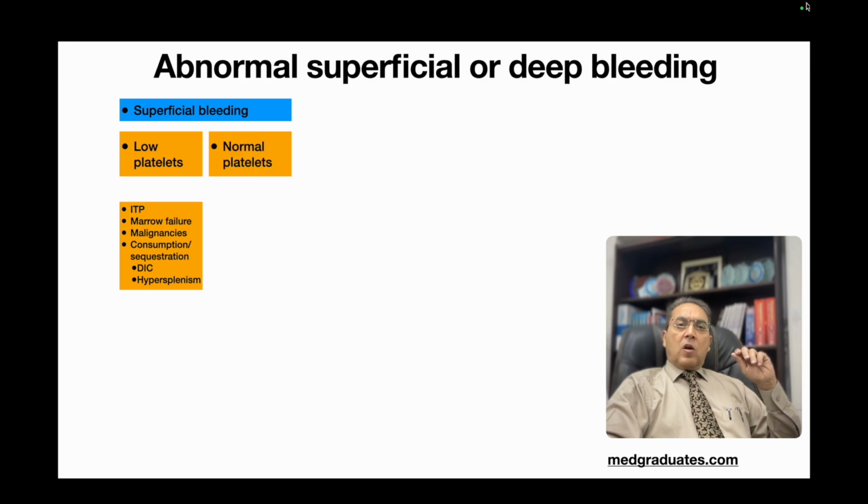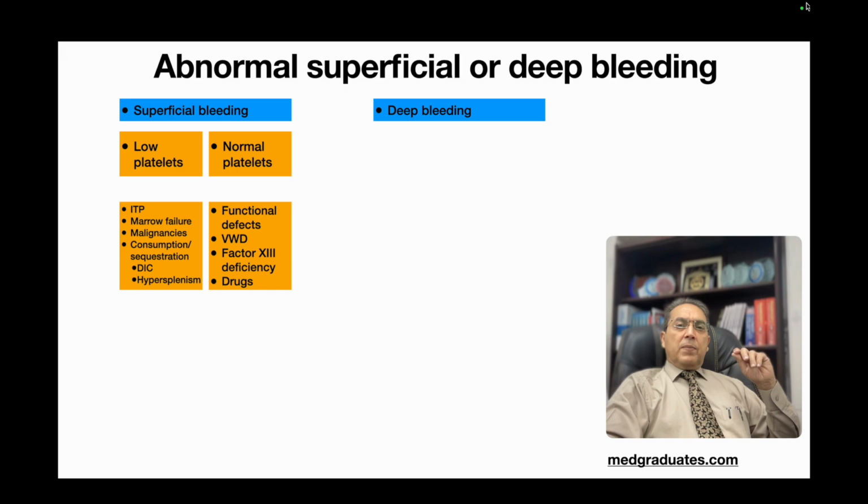If the platelets are normal, then there may be platelet functional defects, which may be congenital, for example, Glanzmann thrombasthenia. There may be von Willebrand disease, or there may be factor 13 deficiency, and some patients may also be affected by drugs which cause functional problems in the platelets, like aspirin. And deep bleeding means the bleeding is in the joints or muscles, while superficial bleeding is from the skin and mucous membranes. So this may be different.